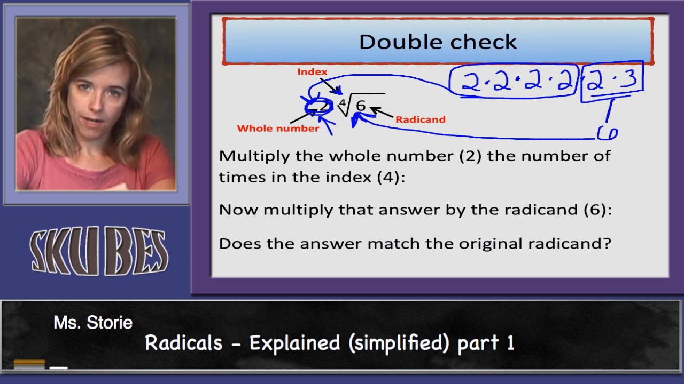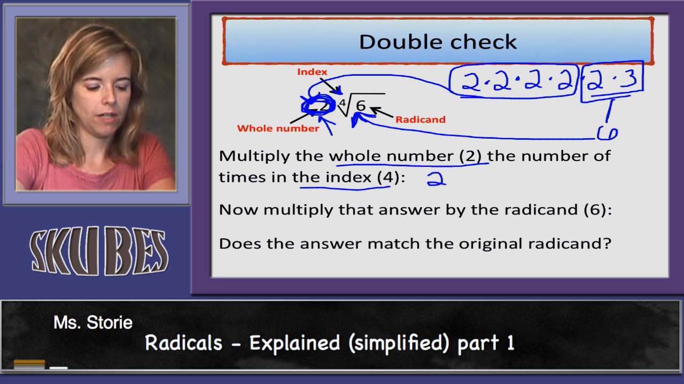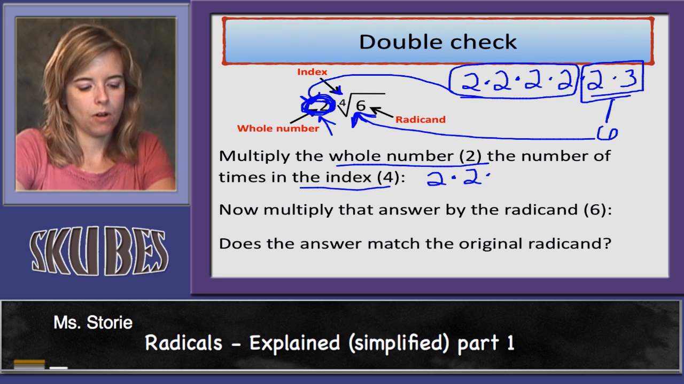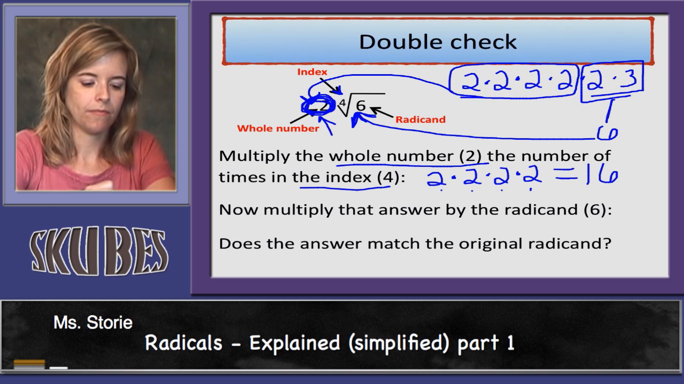To double check your answer, you're going to multiply that whole number 2, that's sitting out there, the number of times in the index. So you need to multiply 2 four times in a row. And it's 4 because that's what our index was. So 2 times 2 is 4, 4 times 2 is 8, and 8 times 2 is 16.